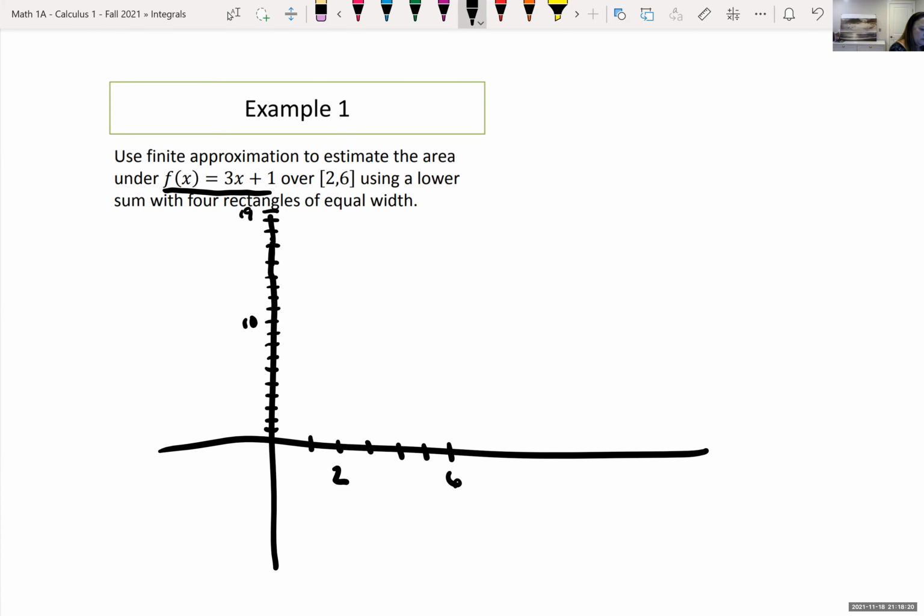So we had again a point at 0, 1. When x is 2, we're going to get back 7. When x is 6, the last one, we would get back 19.